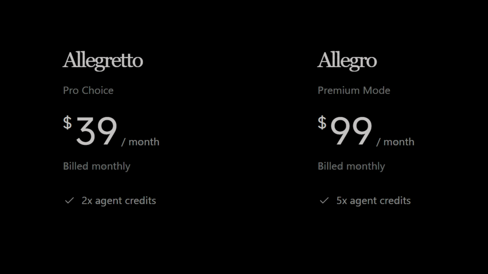The Allegretto plan is equivalent to OpenAI's $20 a month plan, just that it costs more, you get less usage time, is a lot slower, and you can get network outages. It's just not worth it.